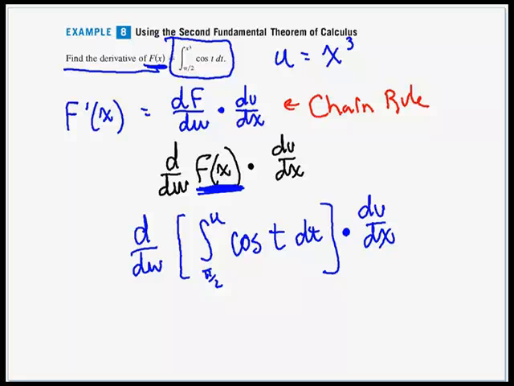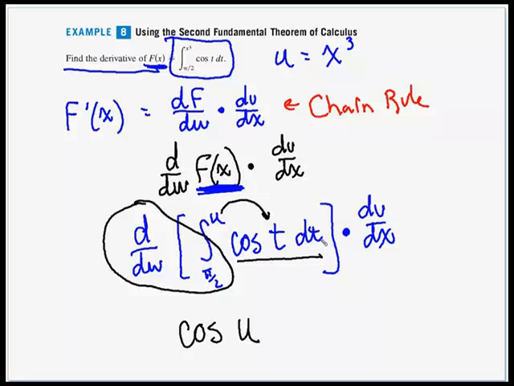So when we apply the second fundamental theorem of calculus, the derivative and integral sign will cancel each other out. This u will drop down into our function, so we're going to have the cosine of u, and the dt is consumed in the process, times what is du dx. Well, here's our u value. If we differentiate both sides with respect to x, we're going to get du dx equals 3x squared. And we can substitute x to the third back in for this u. So we have cos of x to the third times 3x squared. There we go.